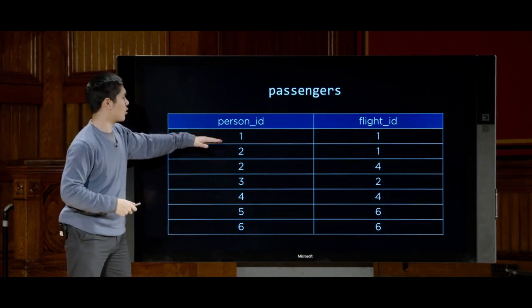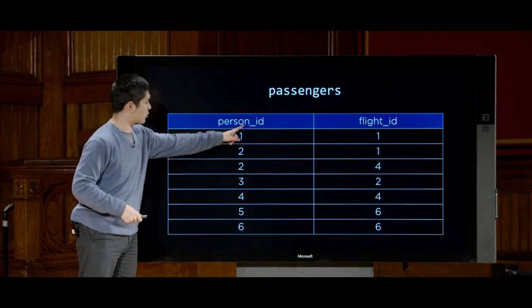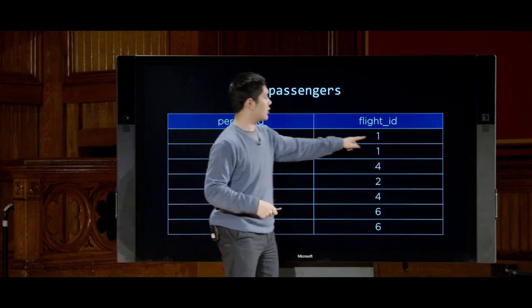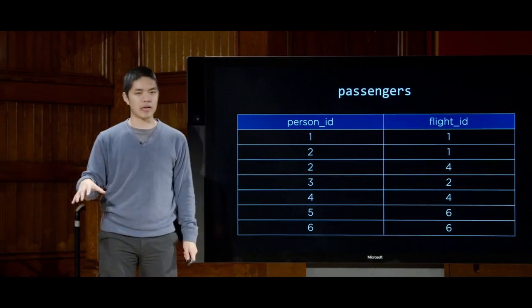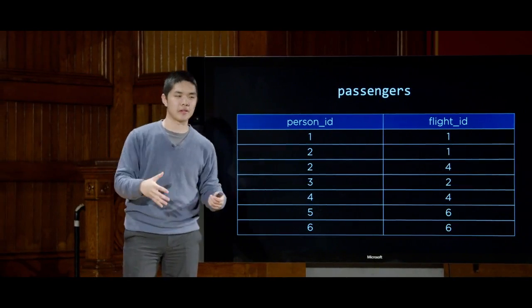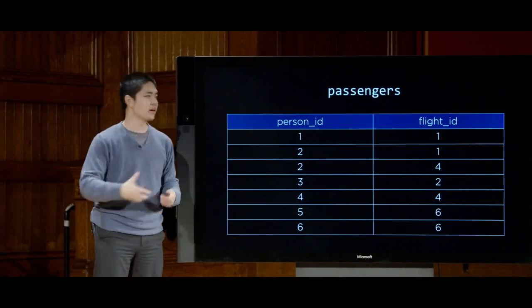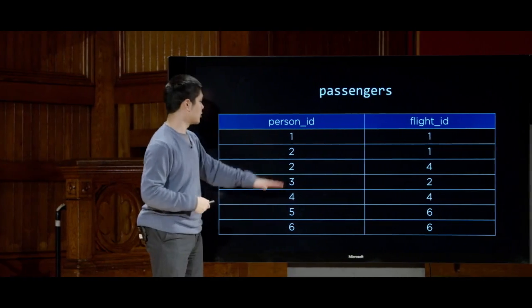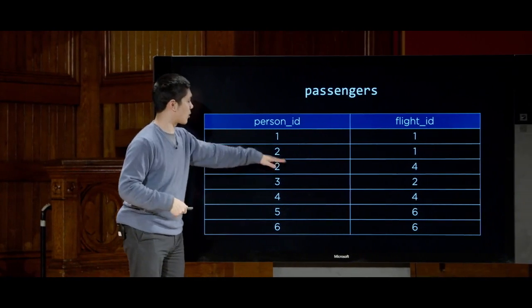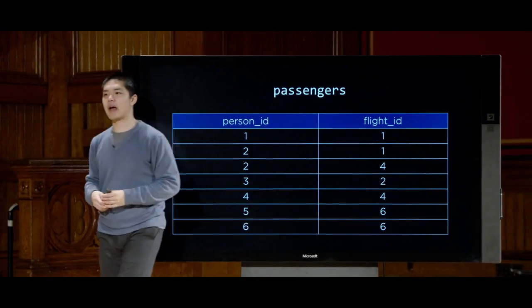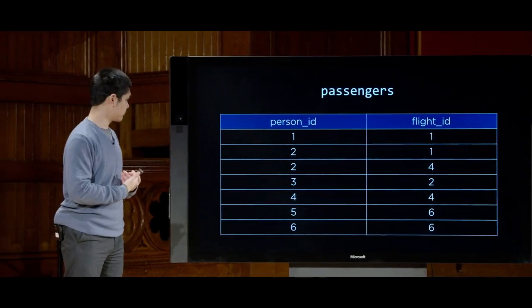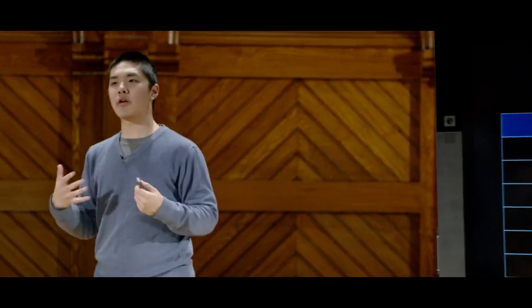This row here, 1 and 1, means the person with an ID of 1 is on flight number 1. And I could look up that person inside of the people table, look up that flight inside of the flights table, and figure out who the person is and what flight they're on. And down here, 2 and 4 means whoever the person with an ID of 2 is on whichever flight happens to have an ID of 4. And so this now has allowed us to represent the types of relationships we want.